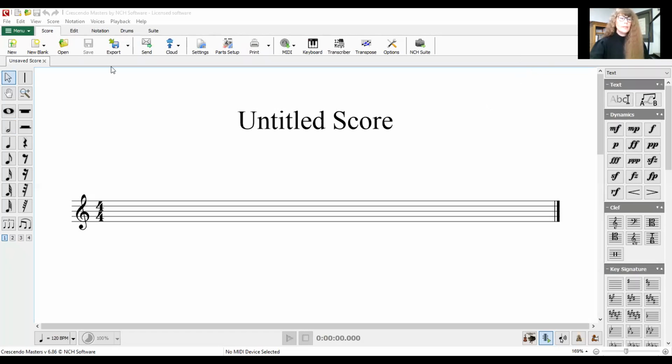So I'm going to start by sharing Crescendo again. And there we have our score. So to start with, I'm just going to use quarter notes here.